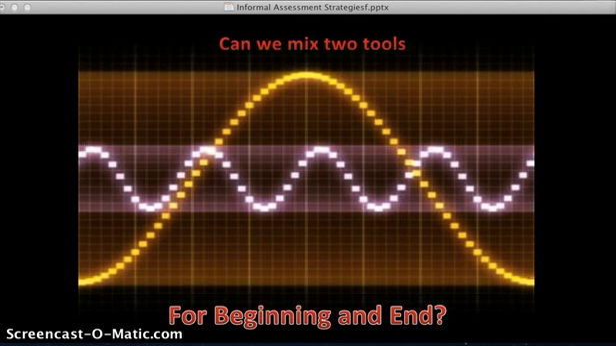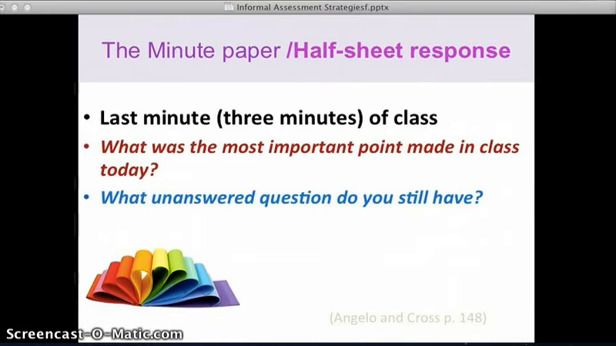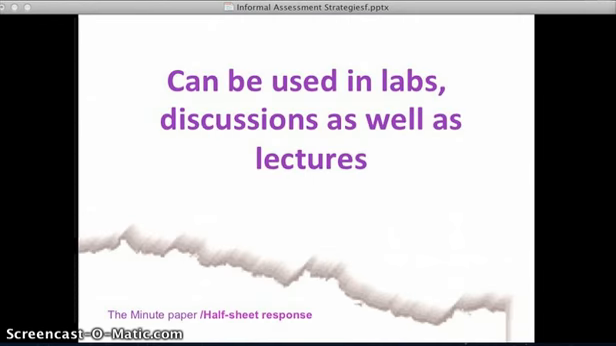Now, as I said in the beginning, I sometimes love to mix two tools for beginning, during, and end. While ending any of my lectures, I love to use the minute paper or half sheet response. In the last minute of the class, I ask what was the most important point made in the class today, or what unanswered questions do you still have. They really help. They can be used in labs, discussions, as well as lectures, and they help us know what course changes are needed. They help students learn how to separate the major points from detail.